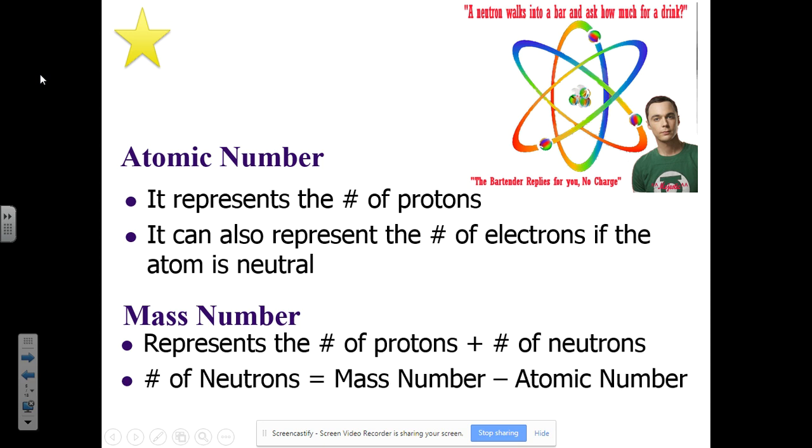So if the number of protons plus the number of neutrons equals the mass, that means that we can rearrange that equation and calculate the number of neutrons by taking the mass number and subtracting the atomic number. So if protons plus neutrons equals mass, then mass minus protons equals neutrons.